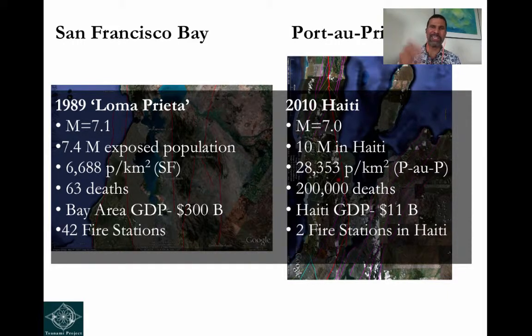And to give you an idea of vulnerability, in San Francisco proper, just the city of San Francisco, there are 42 fire stations. So think about emergency response compared to 2 fire stations in all of Haiti, and how active those fire stations are is a different story.